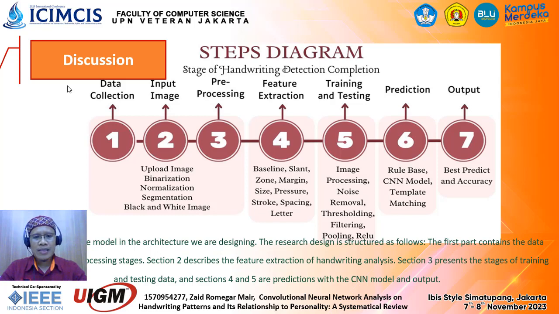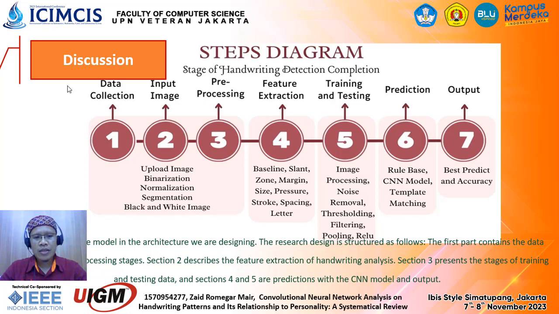This is my design step diagram. There are stages of handwriting detection, five stages in total, and each stage has activities to be done. First of all, data collection, input image, and pre-processing. In this stage, there is the uploaded image, and binarization, normalization, segmentation, and black for the white image. After these steps, it continues to another stage.